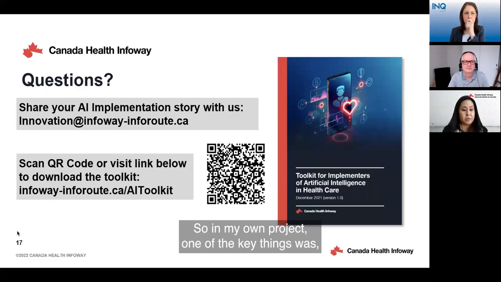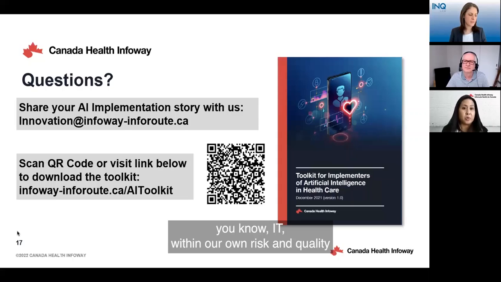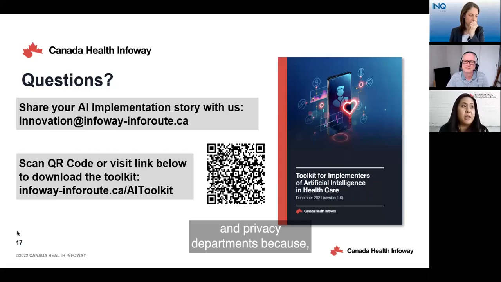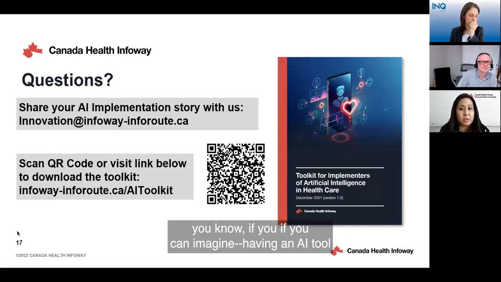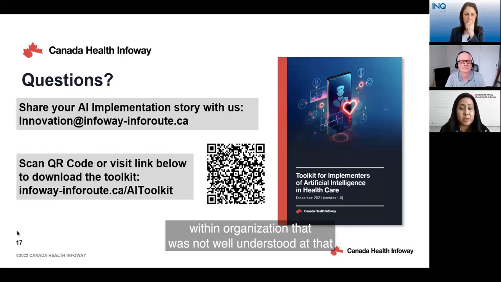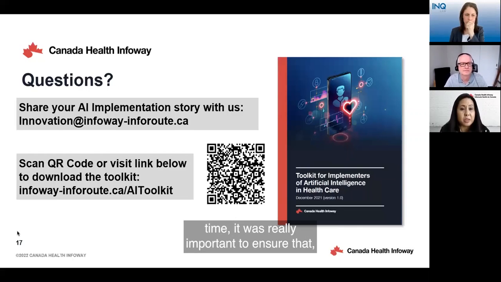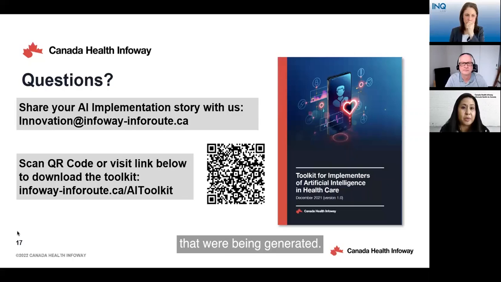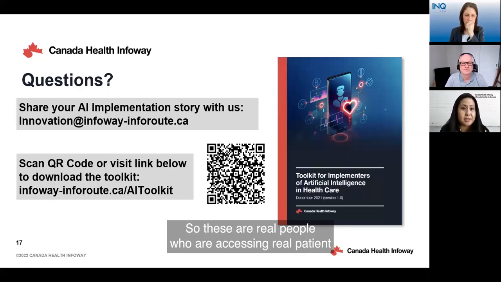So in my own project, one of the key things was having discussions with the physician leads, HR, IT, and within our own risk, quality and privacy departments, because if you can imagine, having an AI tool within an organization that was not well understood at that time, it was really important to ensure that they could trust and really verify the outputs of the reports that were being generated. So these are real people who are accessing real patient information using a real data set.